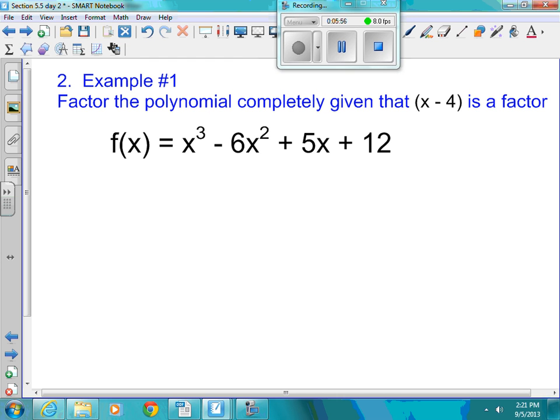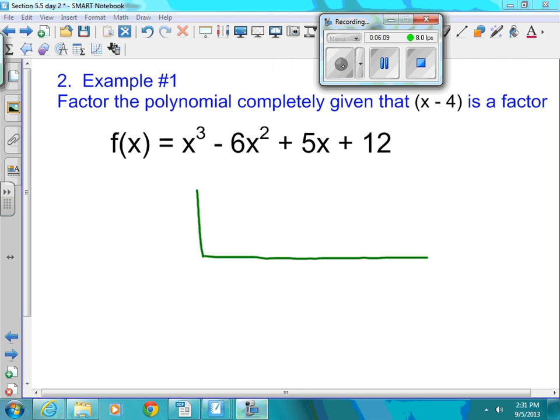So x minus 4 is a factor. So we're going to use synthetic division. You could also use long division, but I'm going to use synthetic division to see what we get when we divide by that factor. We're going to do similar to what we did on the last slide. We're going to fill in the coefficients, in this case 1x cubed minus 6x squared plus 5x plus 12. We don't have to put a 0 in, they don't skip any terms.